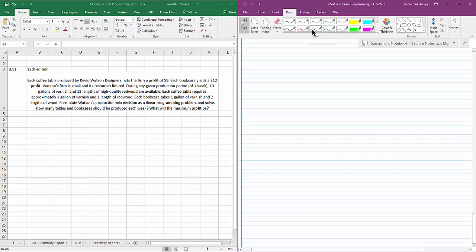Let's see the given information. Let's start to write it down. Let's say we have a coffee table that sells for $9. We also have a bookcase that sells for $12.